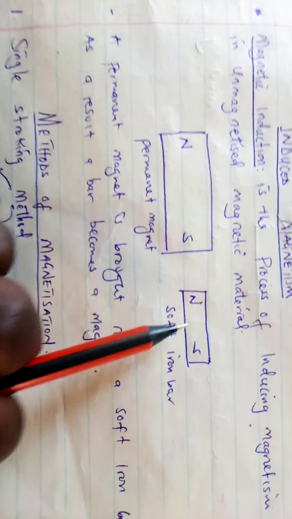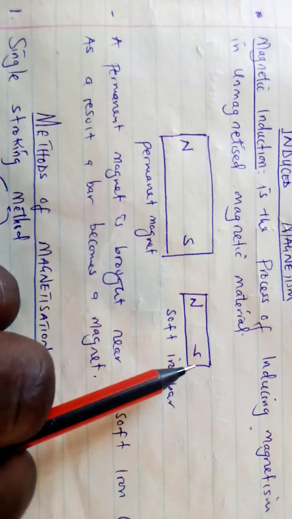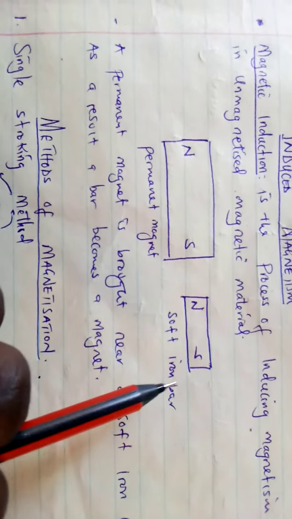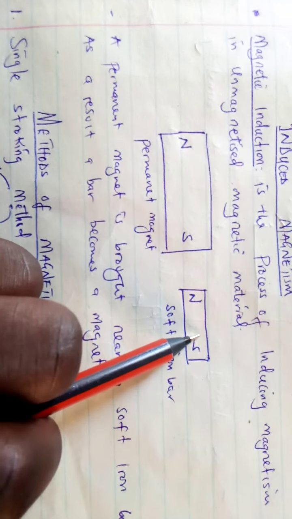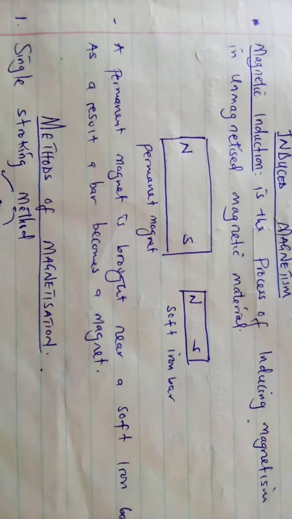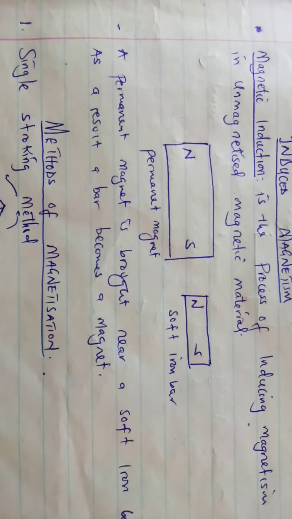And if you want to see if this has become a magnet, you can just move iron filings closer to it. You realize that the iron filings will be attracted to this soft iron bar. So that means magnetism has been induced.